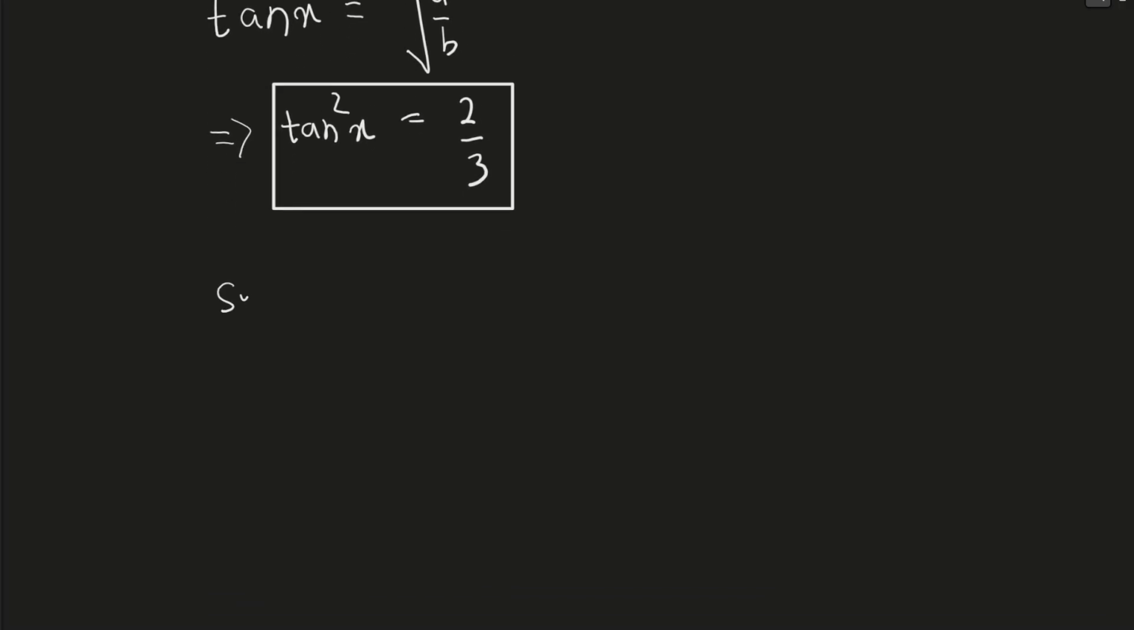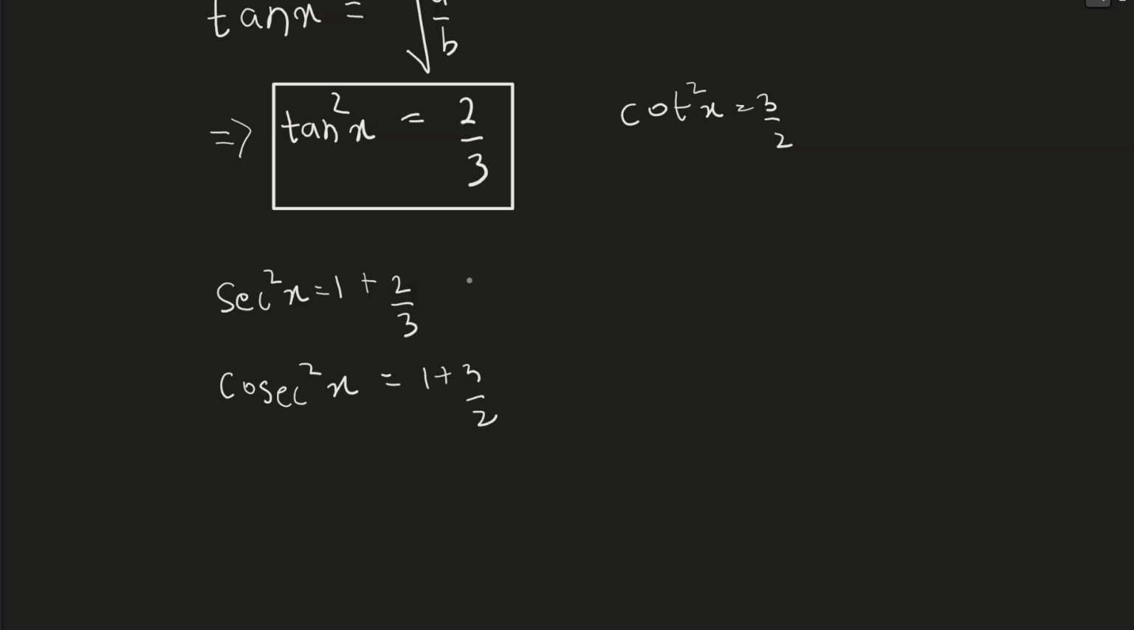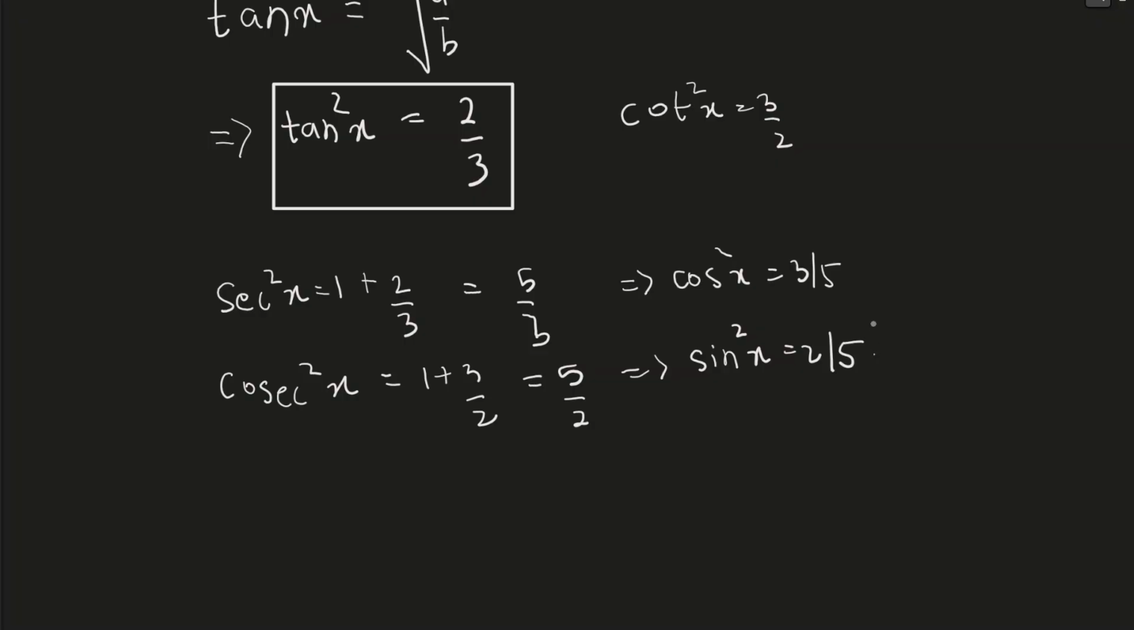We know that sec square x is going to be 1 plus 2 by 3, and from here you can get cot square x as 3 by 2. So cosec square x becomes 1 plus 3 by 2, and this is going to be 5 by 2. So from here, cos square x becomes 3 by 5 and sine square x becomes 2 by 5. And we have to find cos to the power 8 and sine to the power 8.